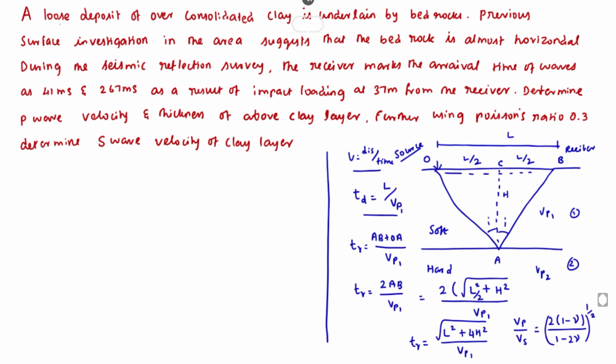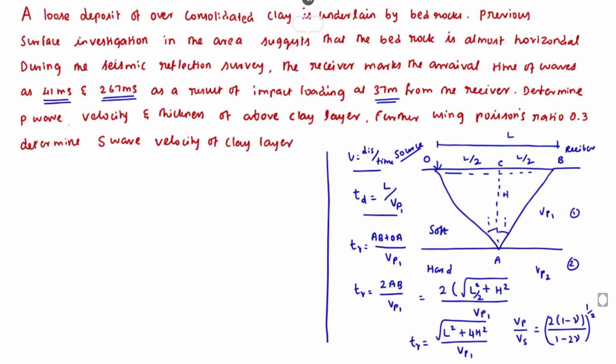Now the problem: a loose deposit over consolidated clay is underlain by bedrock. The previous surface investigation in the area suggests that the bedrock is almost horizontal, so for the reflection survey we can take these formulas. The receiver marks the arrival time of waves: the direct wave time is 41 milliseconds and the reflected wave time is 267 milliseconds, as a result of impact loading at 37 meters from the receiver.